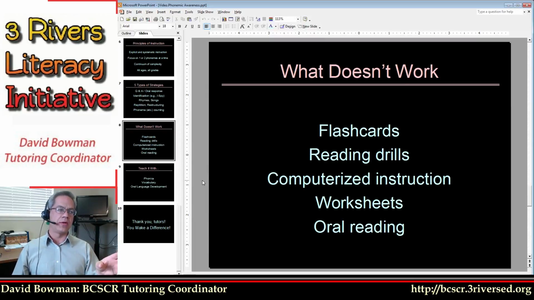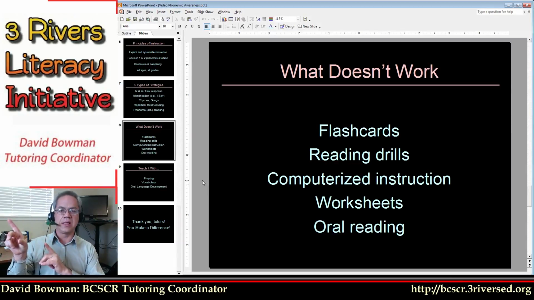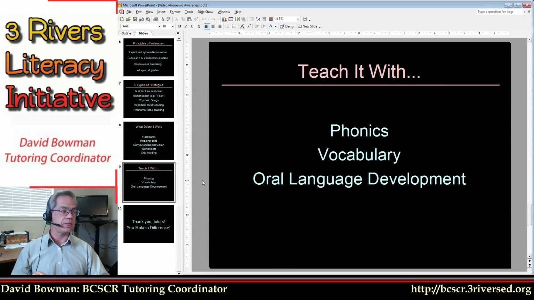Similarly, any type of computerized instruction is not going to provide the same benefit as what you can do as a teacher. Worksheets, same thing. Oral reading, same thing. So we really have to be able to differentiate between our kids reading text and making sounds, or are they focused only on the sounds? Because over here, reading text is always going to be phonics. Over here, just thinking about the sounds, that's going to be phonemic awareness.